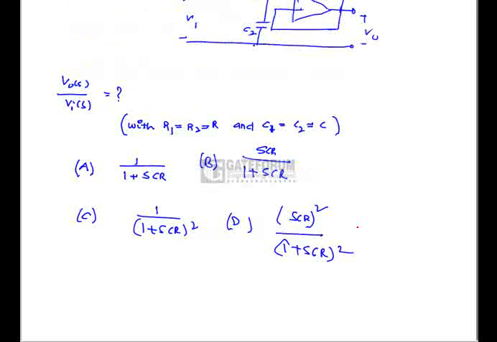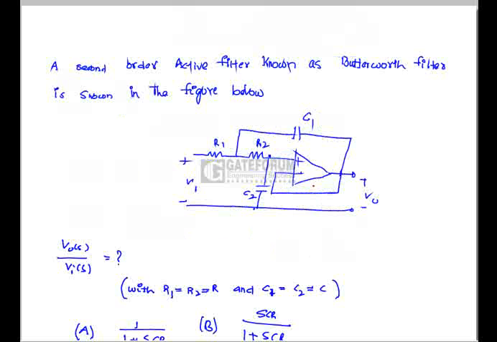The second order active filter known as a Butterworth filter is shown in the figure below. Find out the transfer function of the given network, that means output by input. See, if we apply, here the potential is V naught. Here the node potential is, suppose, VA. If we apply KCL at node VA and node V naught, then we will get two equations. If we solve those two equations, we will get the transfer function for this network as option C.